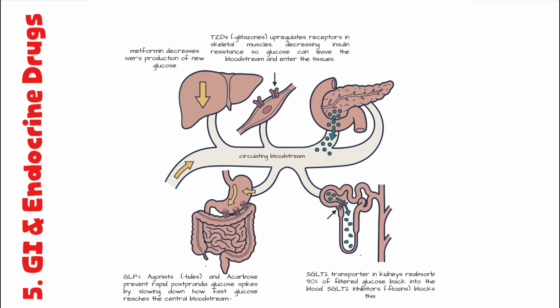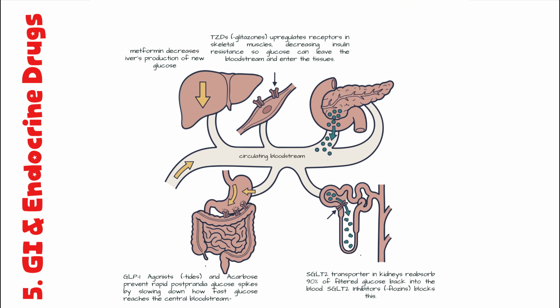In the pancreas, sulfonylureas and meglitinides squeeze the beta cells for whatever insulin is left. In the kidneys, SGLT2 inhibitors block glucose reabsorption, dumping it straight into the urine. And in the gut, GLP-1 agonists, along with acarbose, slow gastric emptying and blunt carb breakdown.